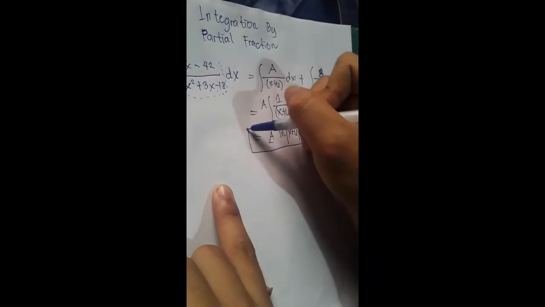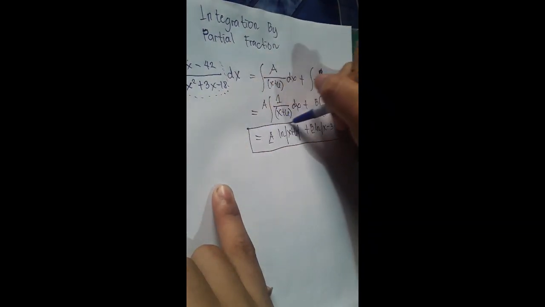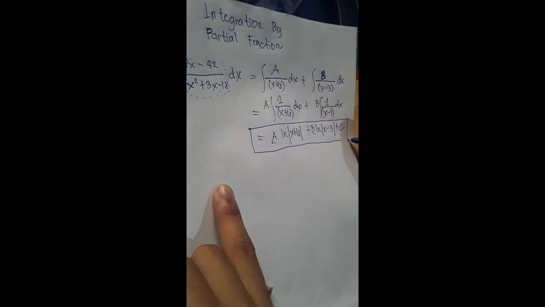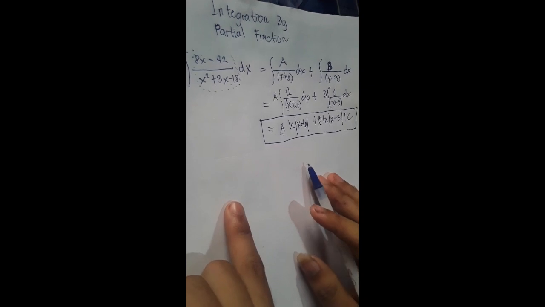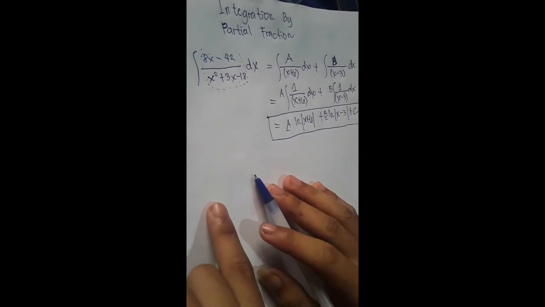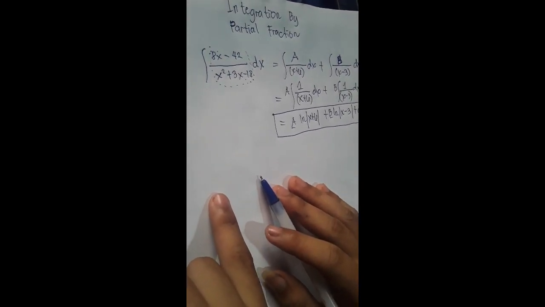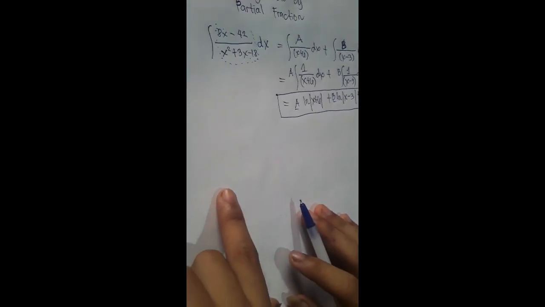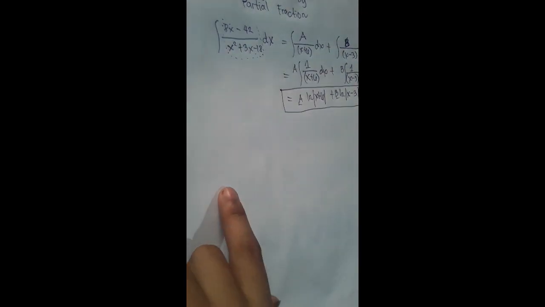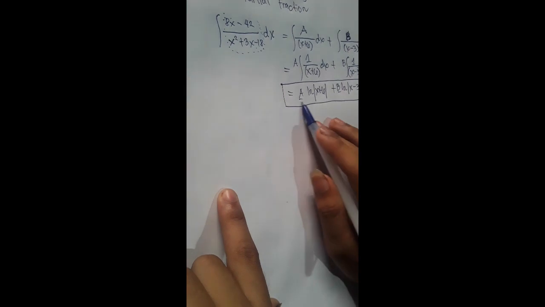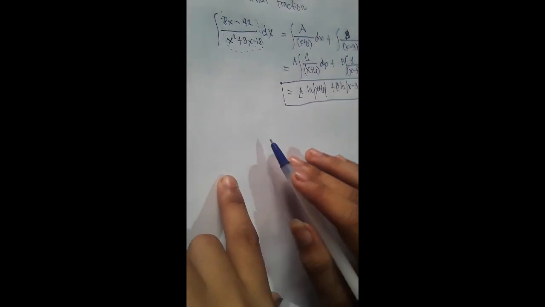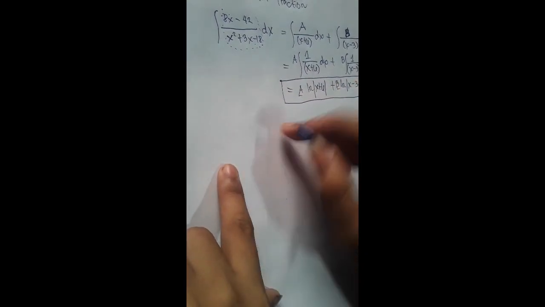So what are we going to do? We are going to find the values of a and b. As far as I know, there are two techniques on how to find the values of a and b. But for me, I prefer this technique. I will show you how to find the values of a and b. And first, we are going to find a first.